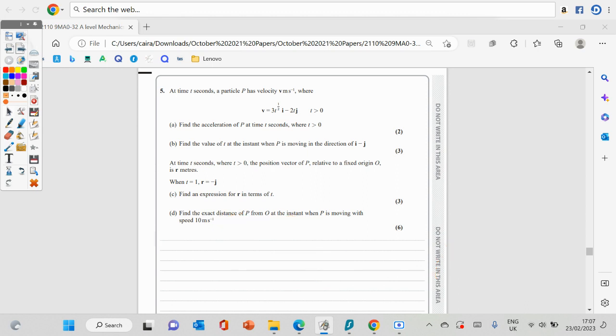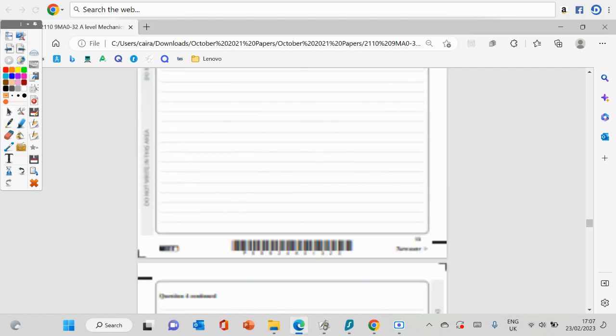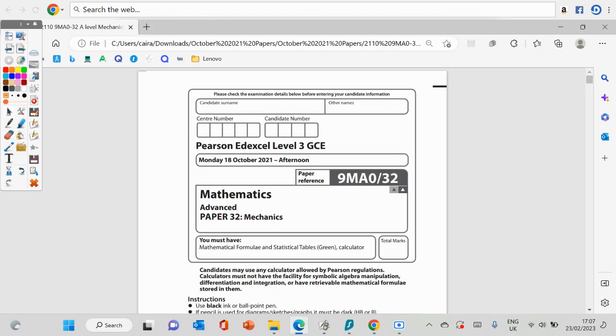And let's just double check there's no more questions in this paper. No, there is not. The total mechanics mark is 50. In other words, we've finished it. We finished the paper. Lovely. Right, so that's mechanics then. Should be a lot easier than statistics.